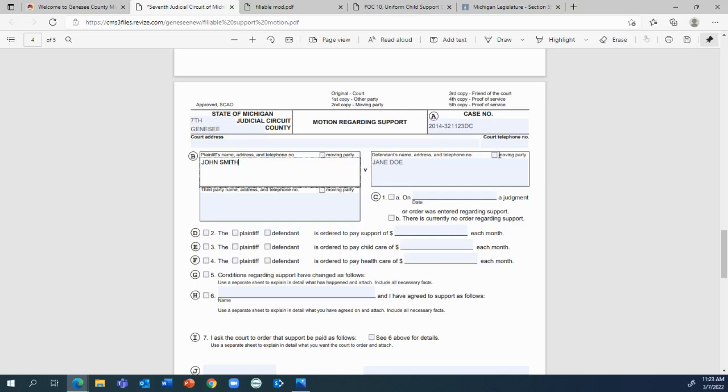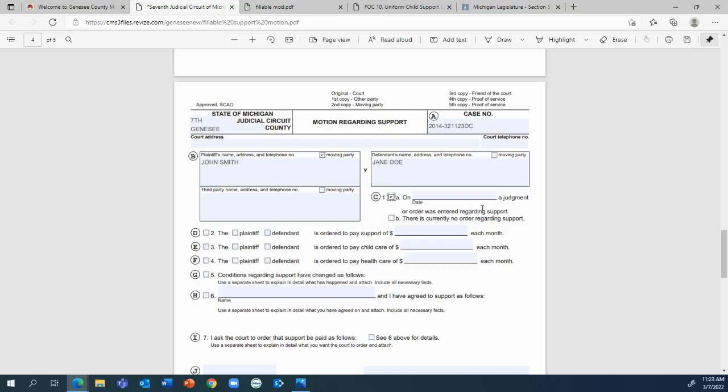Right here, there's a little checkbox that says, who's the moving party? The moving party is the person who's filling out this paperwork. So it could be the plaintiff, could be the defendant, could be either person. This is the box that you're going to check saying that you're the person who is actually filling out the motion. So let's pretend that John Smith is filling out the motion.